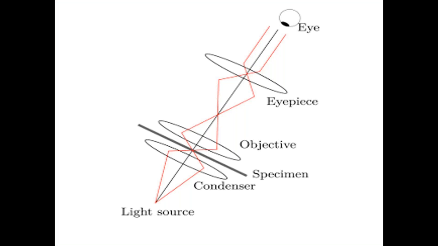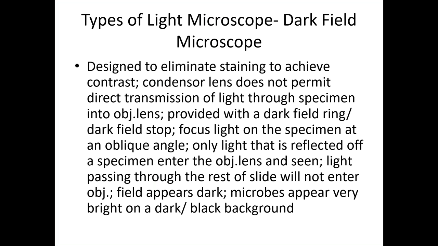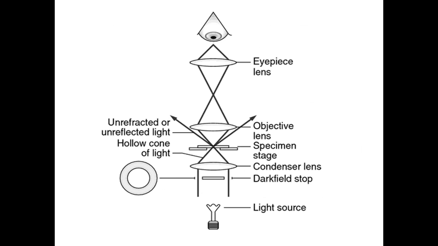Here in bright field microscopy, you can clearly see the light source is passed directly to the condenser lens, and directly to the objective lens. Whereas in dark field microscopy, only the light that is reflected off the specimen will enter the objective lens and be seen. You can see the condenser lens on the top, and a dark field stop. The light reflected from the specimen enters the objective lens, whereas you can see two arrows moving to the two sides.